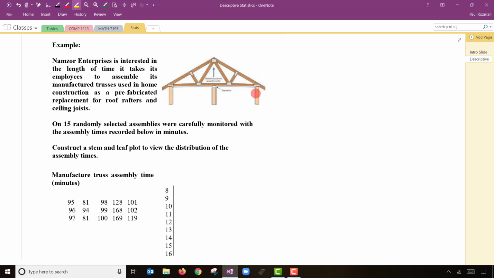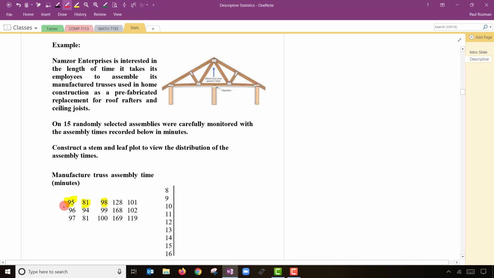And we have assembly times. We randomly picked 15 assemblies and we timed them. So the first one took 95 minutes. The next one took 81 minutes. The next one took 98 minutes. 15 values.